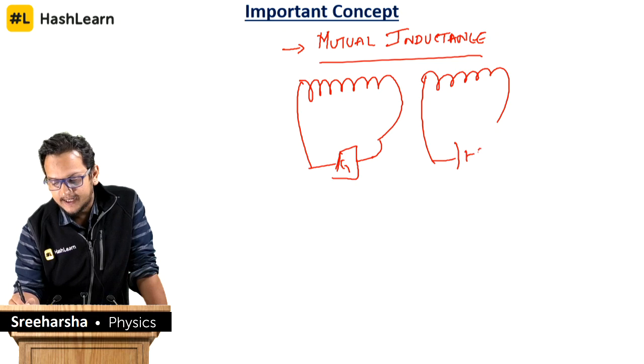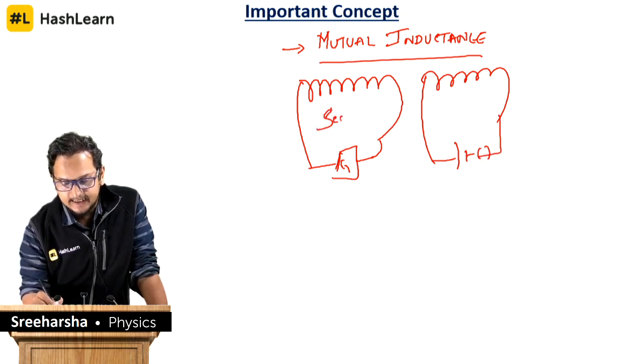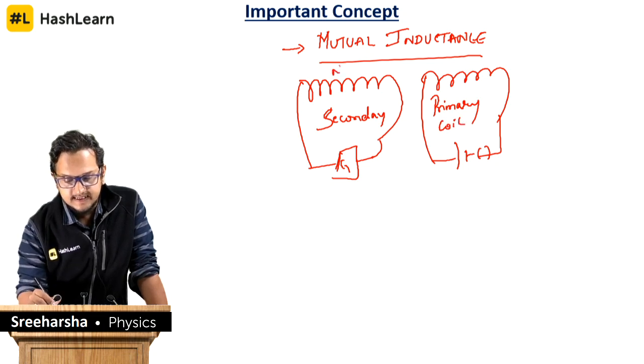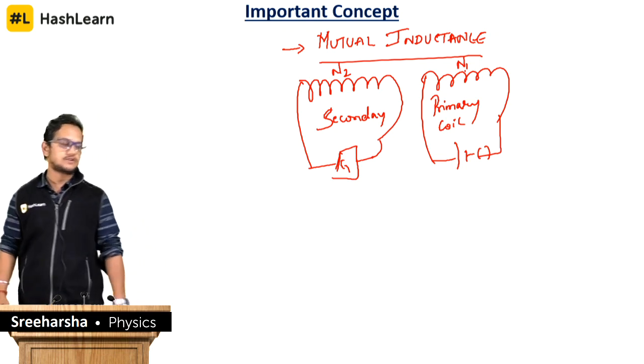which is connected to a battery and a plug key. This is called the secondary coil, and the coil in which the current is moving is called the primary coil. Now let us say this has N2 number of turns and this has N1 number of turns.